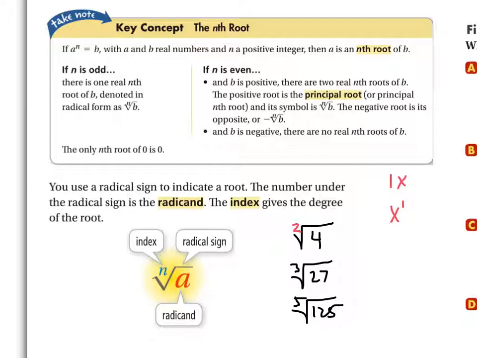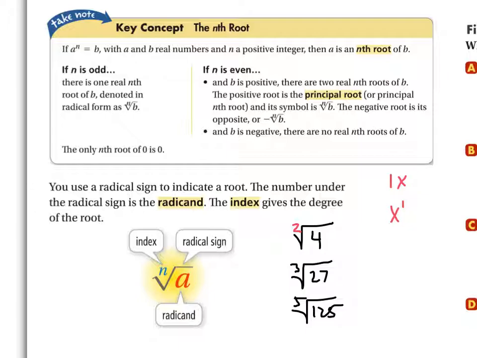So, a couple of things you need to know about roots, different numbered roots. If the index is odd, so if we're talking about the cubic root, which is the index of 3, or 5th root, or 7th root, or any odd numbered index, then we get one answer. We can get one answer, and that answer can be a positive answer or a negative answer.